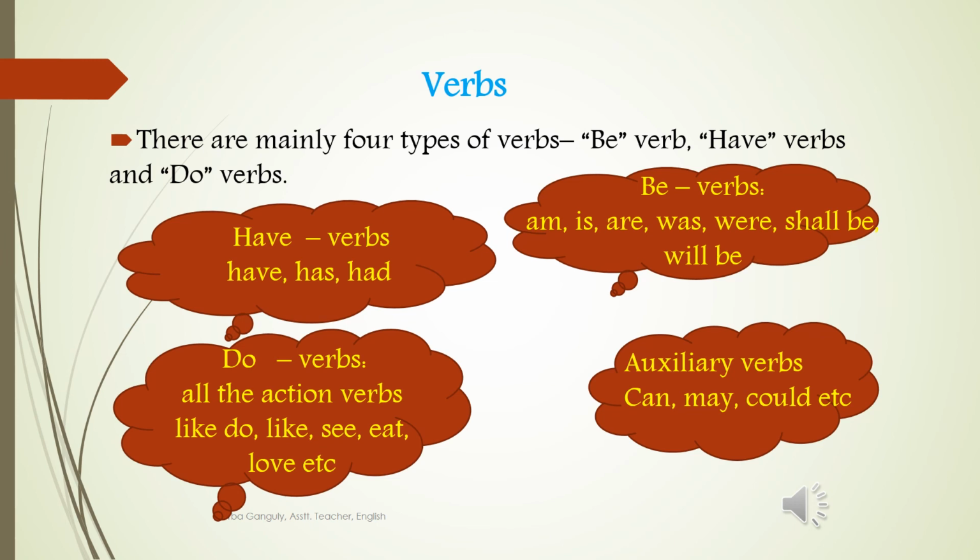And there is another kind of verb, that is auxiliary verb, the verbs which help the main verbs. So auxiliary verbs are the helpers, and the examples of auxiliary verbs are can, may, could, etc. Okay, so just keep it in mind that there are 3 kinds of verbs, and in each and every tense we will practice the usage of these verbs.